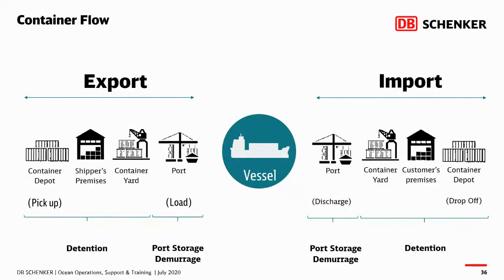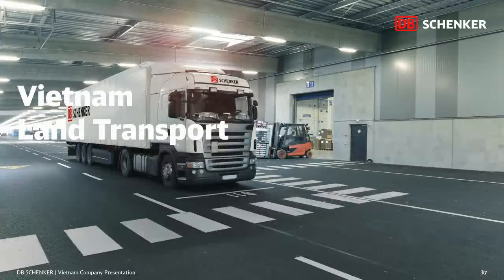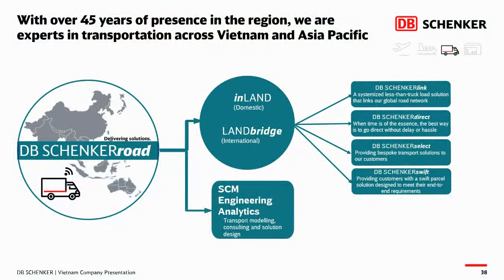So next I would like to move to land transportation in Vietnam. A little bit complicated. If I go through all the details with you, but I just want to give the main products for land. We have inland, which means domestic trucking within Vietnam. And another product we call the land bridge, or in the market people call it cross-border trucking. It means the trucking goes through multiple countries.